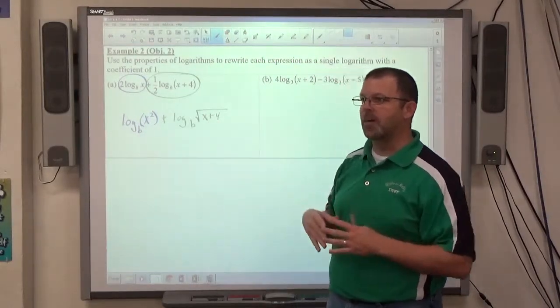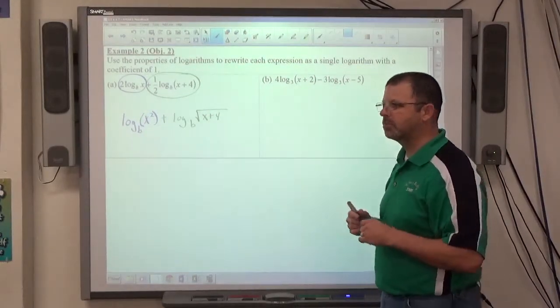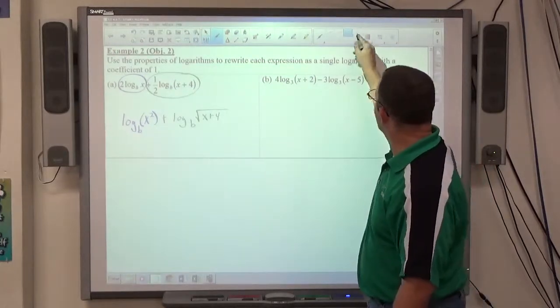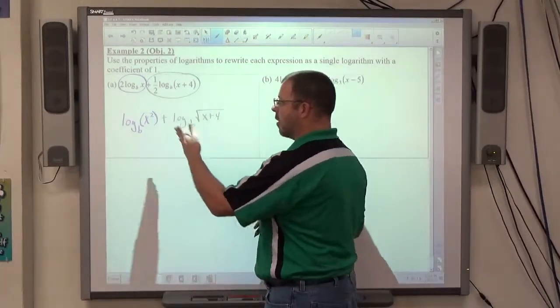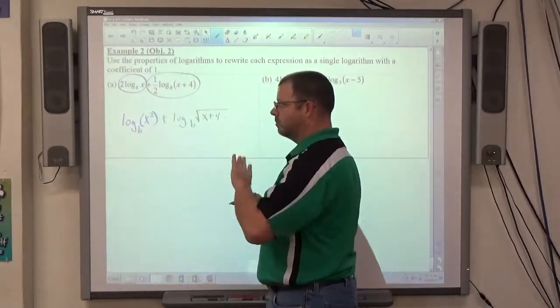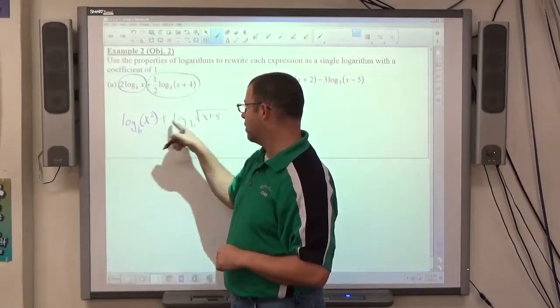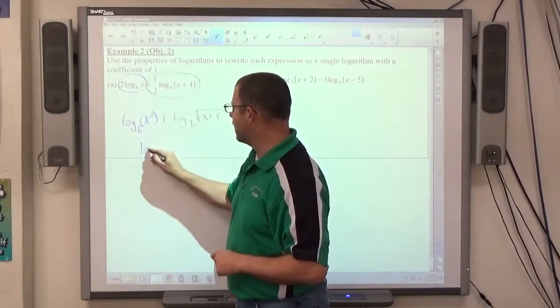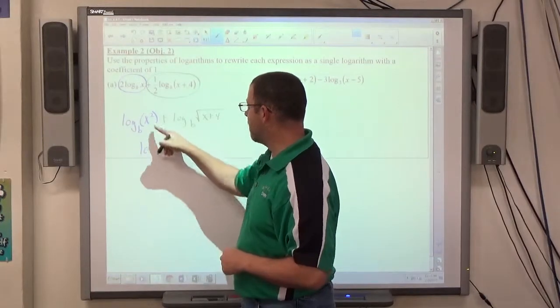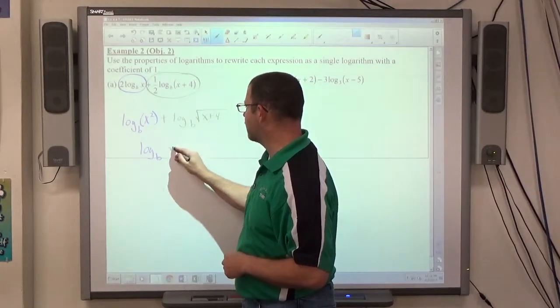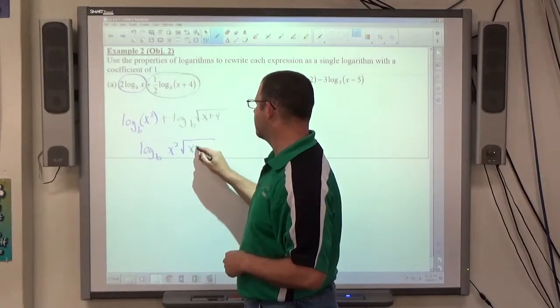I wouldn't count x plus 4 to the half power wrong. Just know that, I would write it like that personally. Then, once you deal with the powers, now we just got log plus log. Once you get no coefficients, just log plus log, the rule says that that is the log, same base, of the product of the two objects. So we got x squared times the square root of x plus 4.